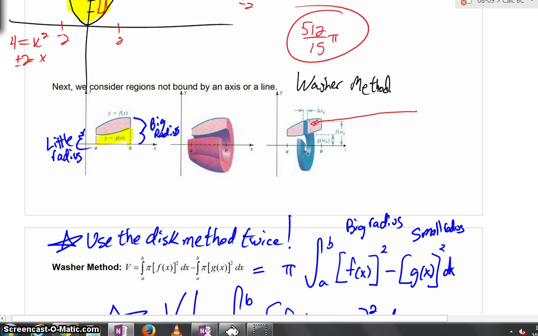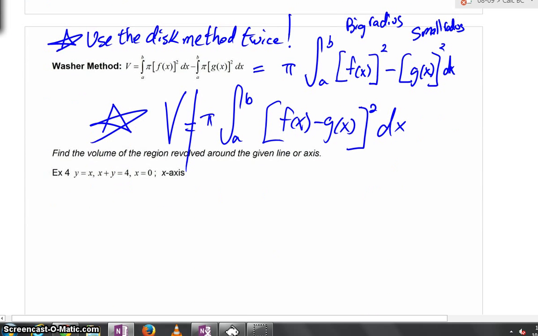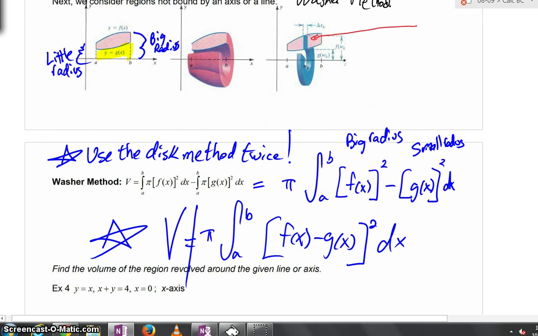So let's go to this last page. And sometimes kids get a little bit nervous. Let's be honest, the washer method looks like it's more complicated. I want to point out to you that you're really using the disk method twice. You're first finding a big volume, and then you subtract away a smaller volume. I hope you can see that in this picture here, because that makes all the sense in the world.